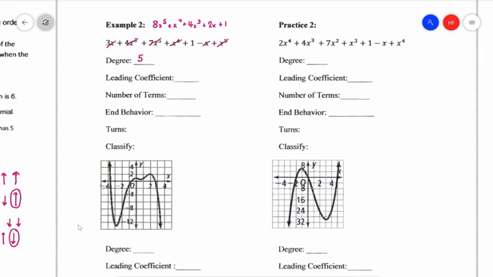Degree is the highest exponent, it's 5, which is odd. The leading coefficient is 8, which is positive. Positive tells me my end behavior will end on up. Odd tells me they'll be opposites. Number of terms, 1, 2, 3, 4, 5. So when I'm classifying, it has a degree of 5, so it is quintic, and it has 5 terms, so that's a polynomial.